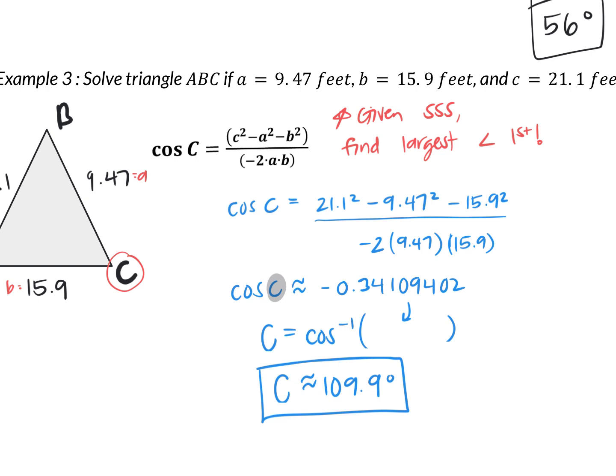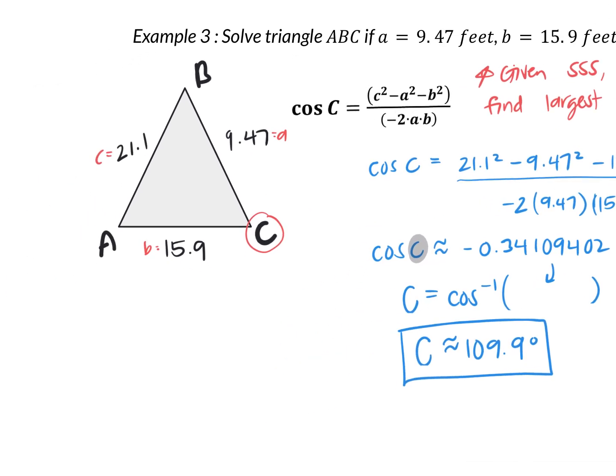Now that we have C, we need to just find one other angle measure to subtract from 180 so that way we can find the missing one. So after we have found the largest angle, we can either use law of cosines to figure out the missing one, or we can use law of sines. Preferably, I like law of sines because there's less places I feel like to make mistakes when you're typing it all in the calculator. So we will finish off this problem with law of sines.